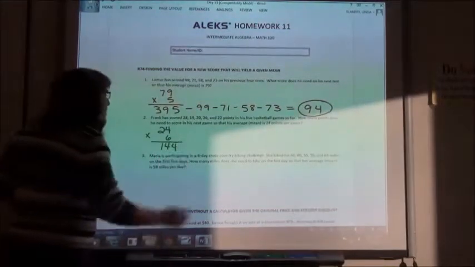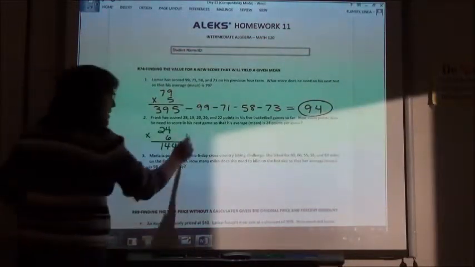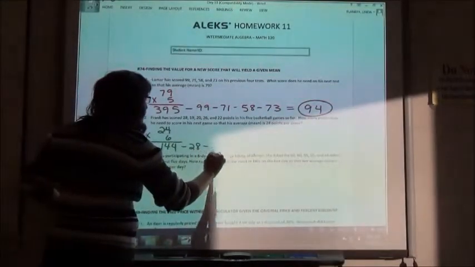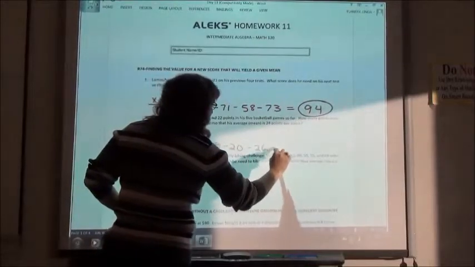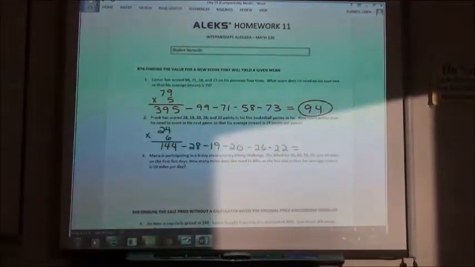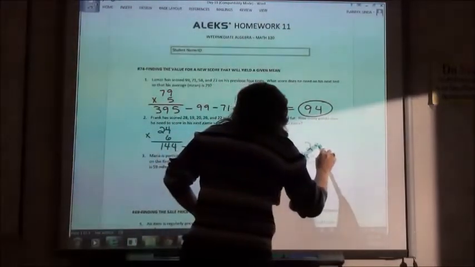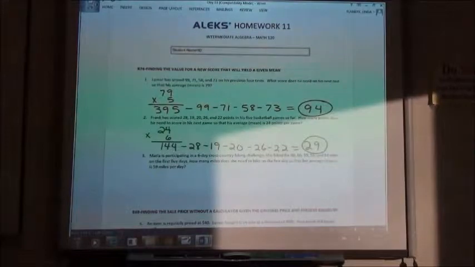So if you multiply 24 by 6, you would get 144. So we'd have to have a total of 144 points to have an average of 24 points on all 6 games. He's already scored some points, so we're going to subtract off the 28, subtract off 19, subtract off 20, subtract off 26, and subtract off 22. Or add them all up and subtract them all at one time. 29. He needs to get 29 points in his last game, so his average is 24.